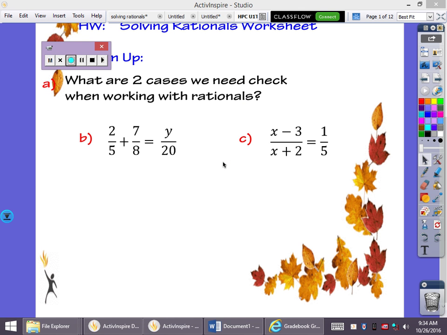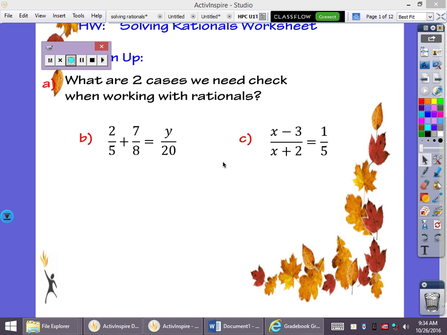Good morning. Okay, so today we're solving rationals, and you will see that it's just going to put together our skills for adding and subtracting rationals and the skills you learn for partial fraction decomposition. Okay, so the first thing I'm going to ask you is, what are the two cases we need to check when working with rationals? This goes back to week 1.